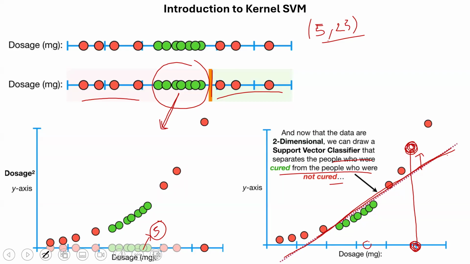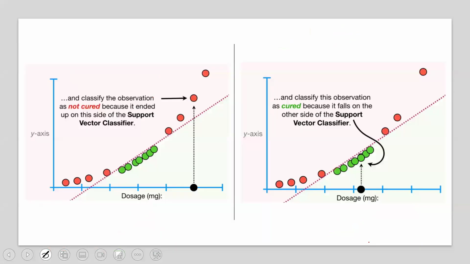Let's suppose you got a point here, square this point and transform it to two-dimensional space, and it is below this hyperplane, so you say this patient is cured. That is how kernel SVMs will actually solve the non-linear cases, the non-separable cases. Okay, this is what I'm talking about.